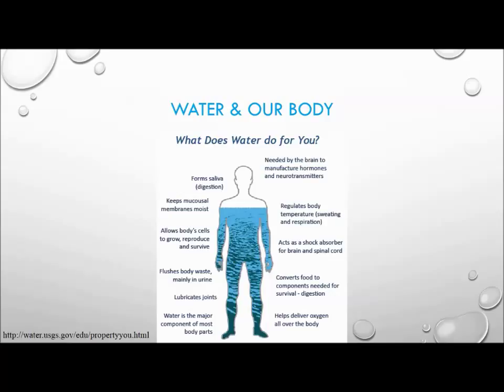Water acts as a shock absorber for the brain and spinal cord. As we said, the brain contains 73% water, and this is why it has a lot of water. It also converts food to components needed for survival, like in digestion. And it helps us deliver oxygen all over our body.